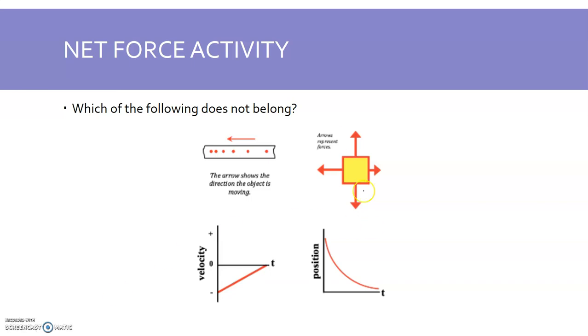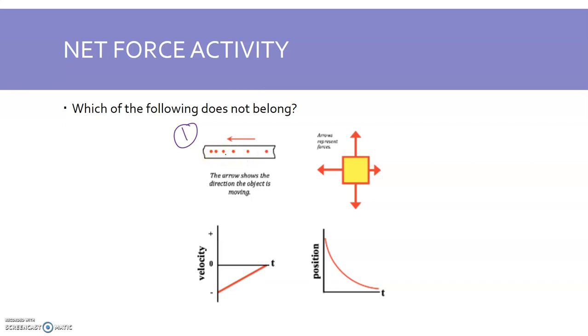The first is a dot diagram, as shown here in image number 1. The dots are spaced out at every second, and the arrow indicates the direction of motion. In this diagram, the object is moving to the left as indicated by the arrow, but slowing down because they're covering a smaller distance with each second.